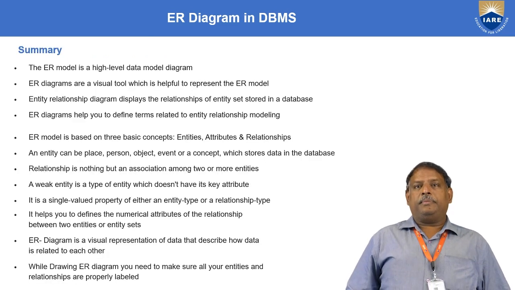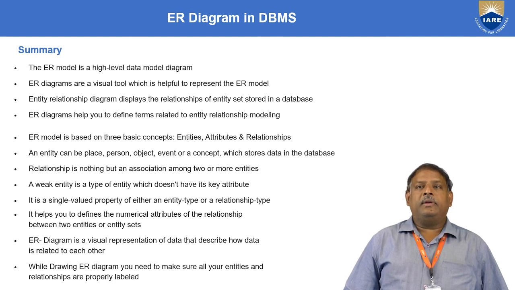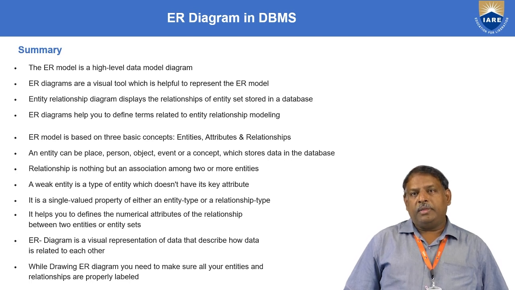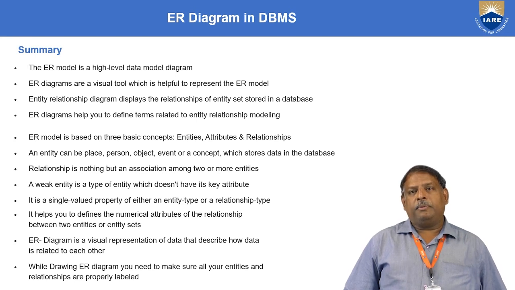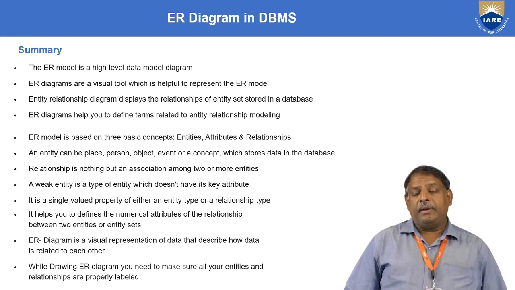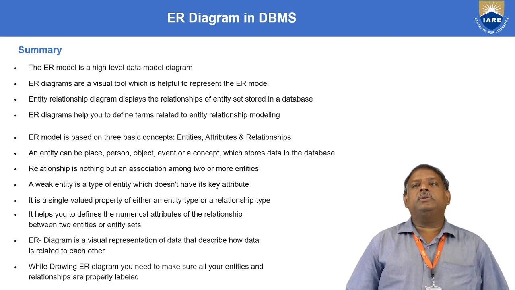Summary of the ER diagrams. The ER model is a high-level data model diagram. ER diagrams are visual tools helpful to represent the ER model. The entity relationship diagram displays the relationships of entities stored in the database. ER diagrams help you to define the terms related to entity relationship modeling. The ER model is based upon three basic concepts: entities, attributes, and relationships. An entity can be a place, person, object, event, or concept which stores data in the database. A relationship is an association among two or more entities.